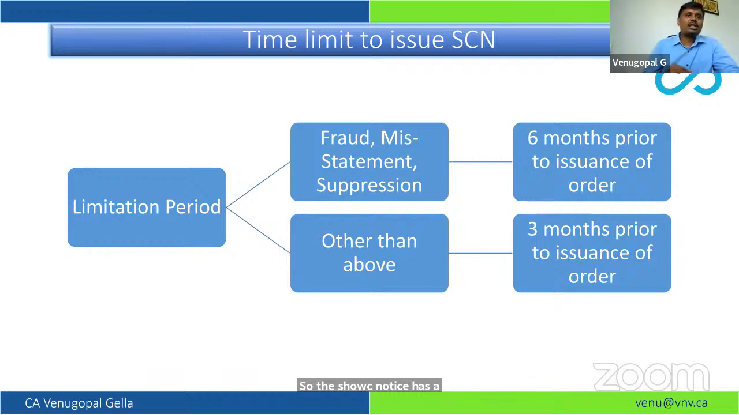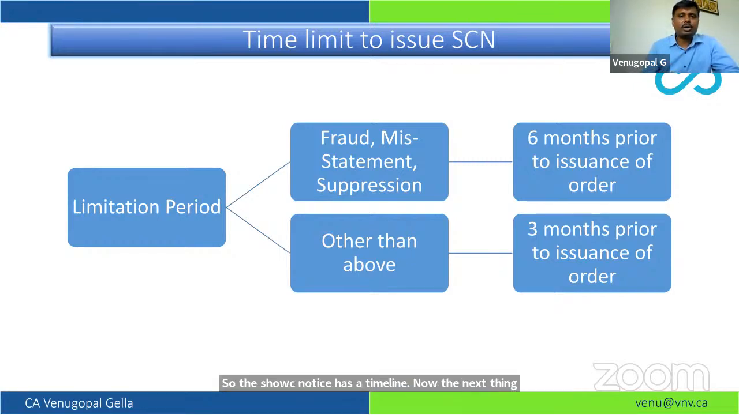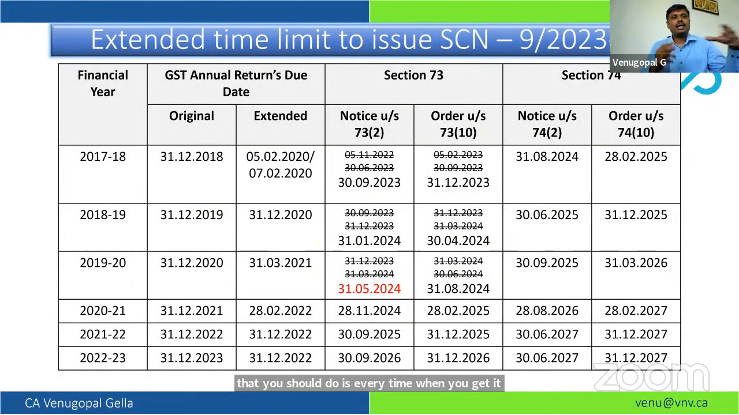Now, the next thing you should do is, every time you get a document, look at the timelines. Here is the timelines chart which I have presented, which you should be aware of. There's one which is highlighted: 31st May, expiring today, is for the financial year 2019-20, a show cause notice under section 73 to be issued by today. That is notice DRC01; I'll just quickly take you through those numbers.